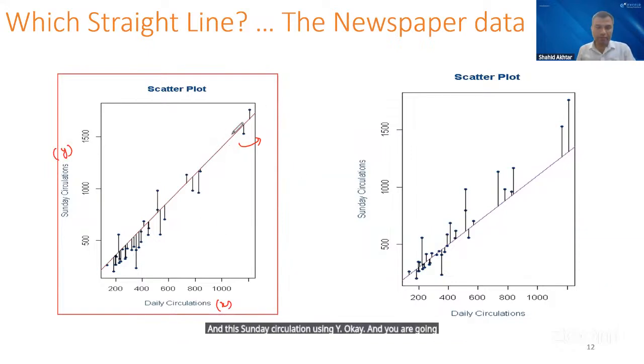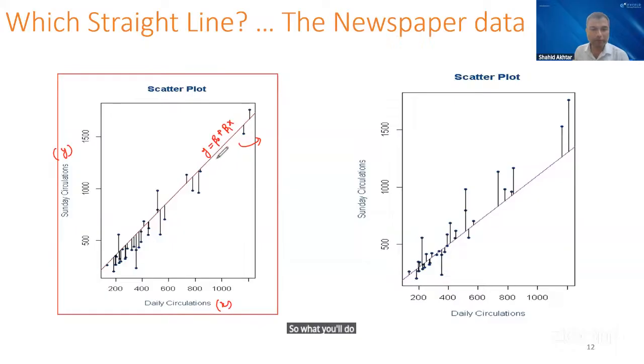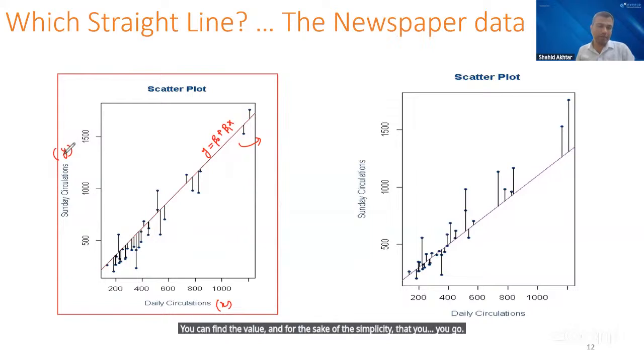You are going to represent this straight line as y equals beta naught plus beta 1 x. This is a straight line. You can find the value, but for the sake of simplicity, this will not be exact. If you are going to find it on the basis of x, the actual value is here, and this will be your predicted value.